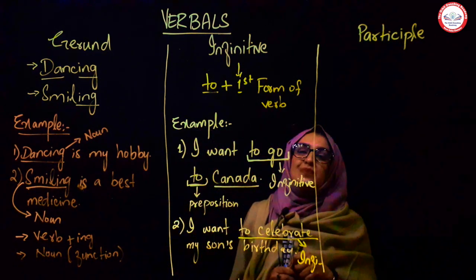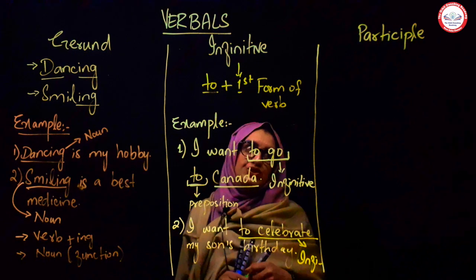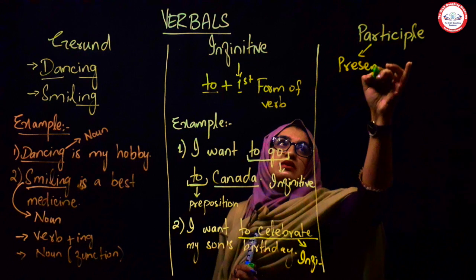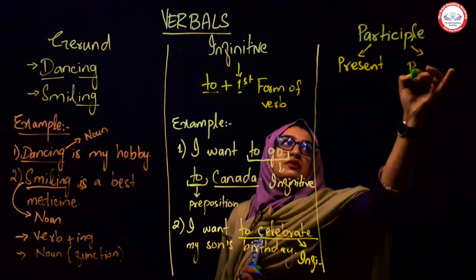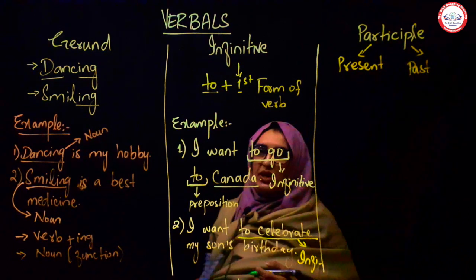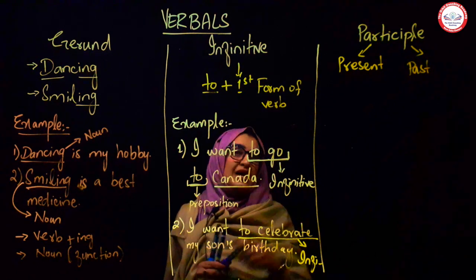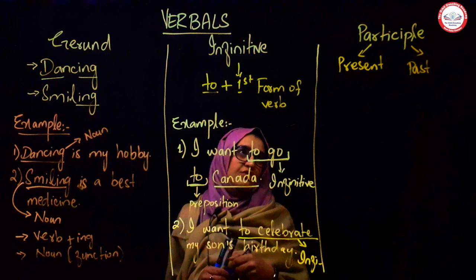The last one is participle. We can have two further types of participle. It can be present participle and it can be past participle as well. Now we need to see what is the difference between these two, how do we make them and what is the function of these two.